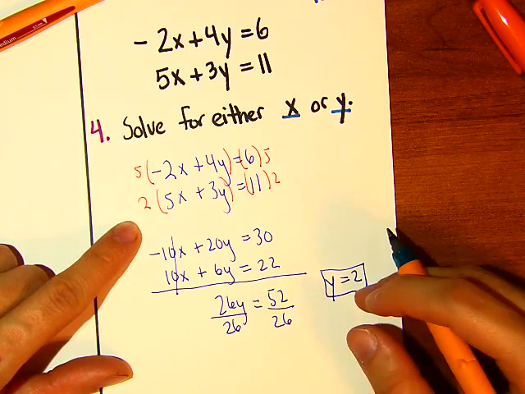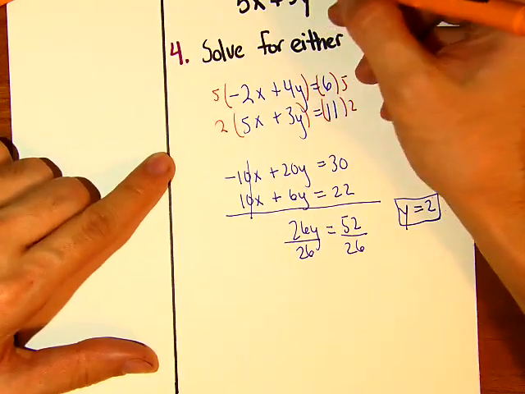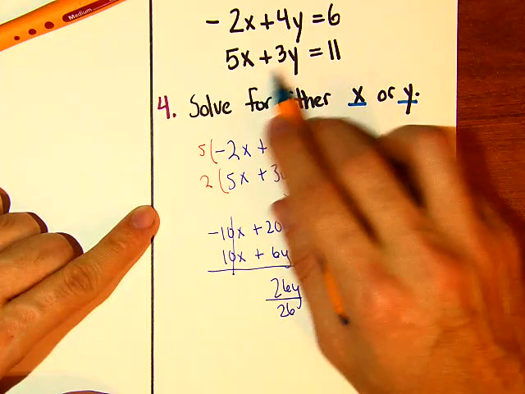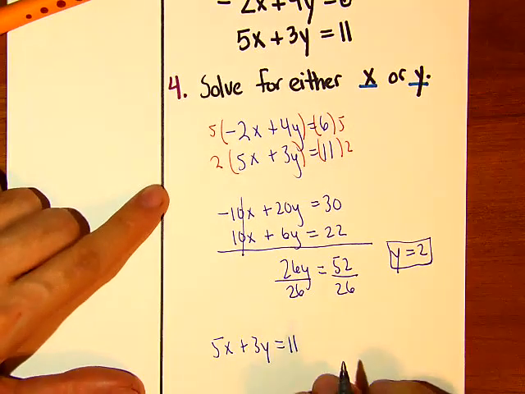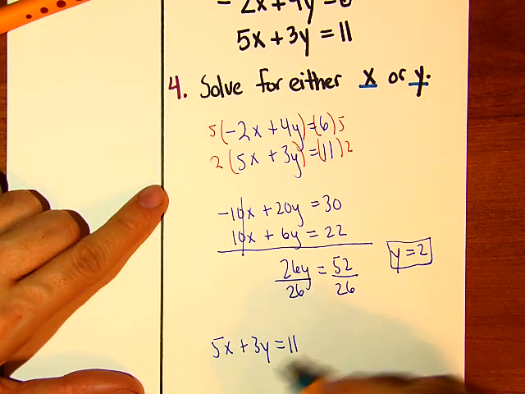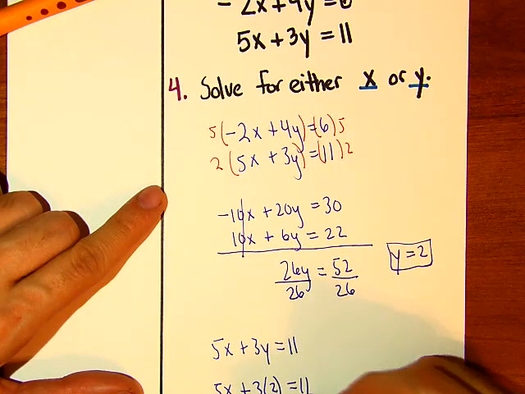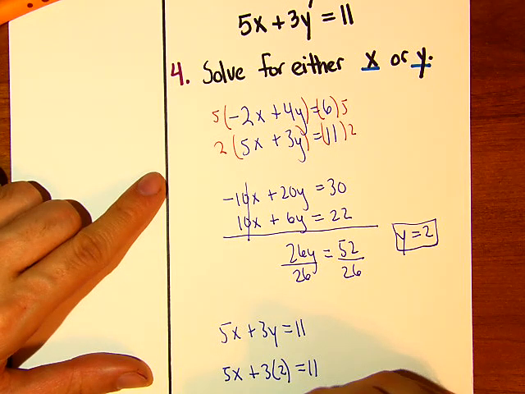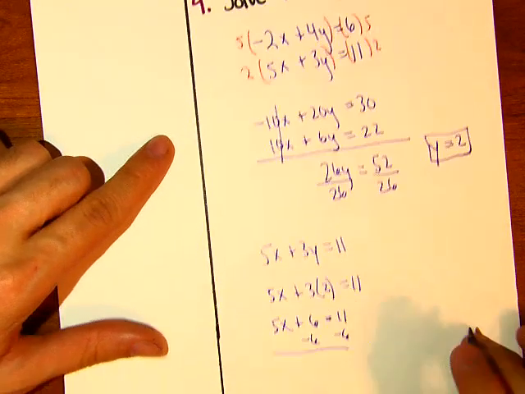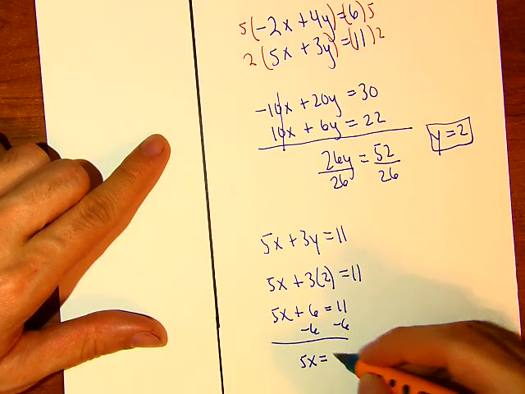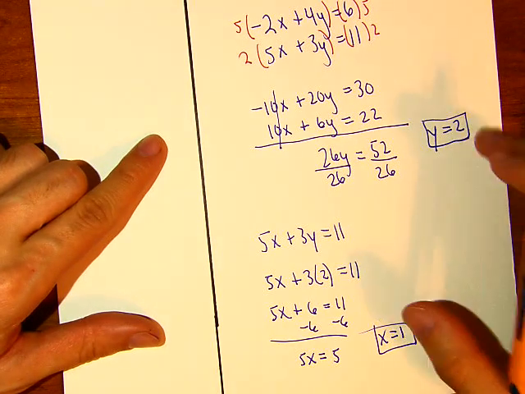Now what do we do with y? We put it into any one of these originals. So let's put it into this one, okay? So if you have 5x plus 3y equals 11, what happens? Y is 2, so now you have 5x plus 3 times 2 equals 11. 5x plus 6 is equal to 11. Minus 6, minus 6. So 5x is equal to 5. X is equal to 1. We're doing it. Now it's not too bad.